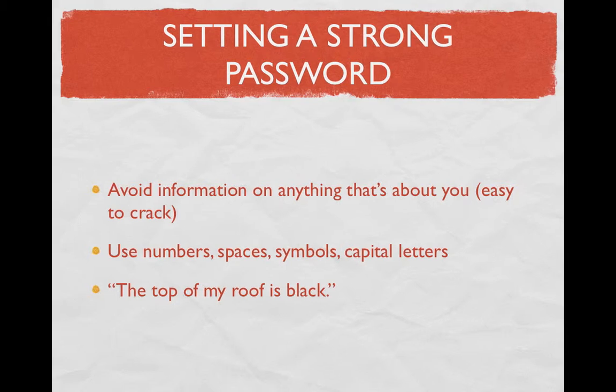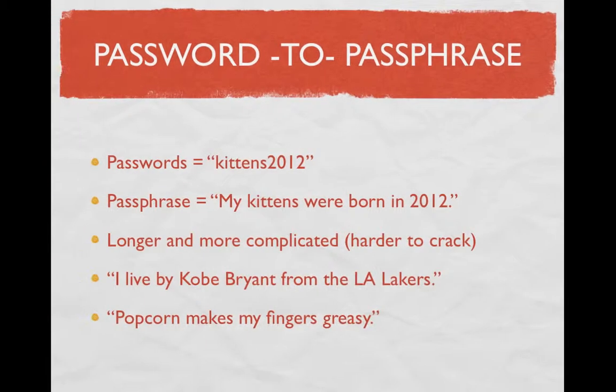This leads me into my next example on simply changing your password to a passphrase. The difference: passwords are usually made up of only one word with the addition of some numbers, but passphrases are usually sentences consisting of many words. This makes them longer and more complicated to figure out, which makes them even more reliable. Examples are below, like "I live by Kobe Bryant from the LA Lakers," or "popcorn makes my fingers greasy." It's a lot more of a combination of trying to figure out what the words are as well as the spaces in those passphrases that make them hard to retrieve.